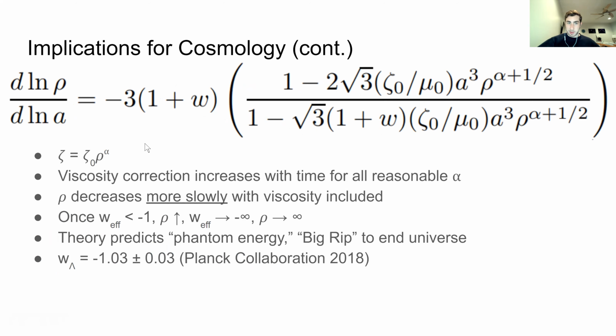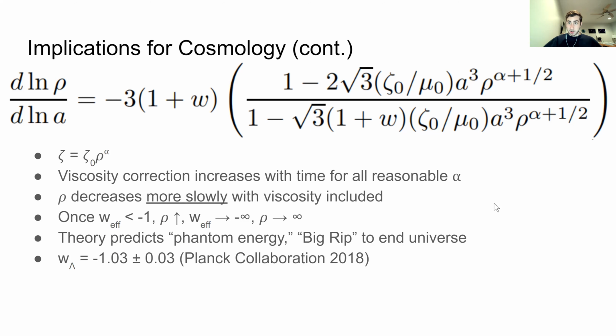You have zeta being a power law in density, which is kind of the standard assumption that people make. And it's this power law alpha, where alpha is usually a negative number for any physical system. But some of the main results for this theory are that the density actually decreases more slowly with the viscosity model than it would if viscosity were not included, which makes sense physically. But the more interesting result is that this model allows for a crossover from small negative W to W less than -1. And so they think that with enough time that crossover occurs, and then the effective W will go to -infinity, which leads rho to go to infinity.